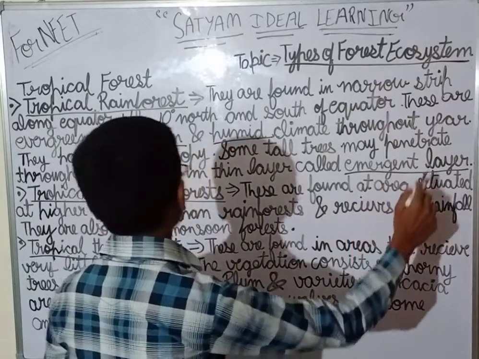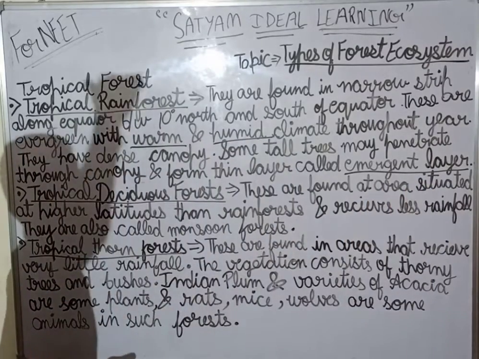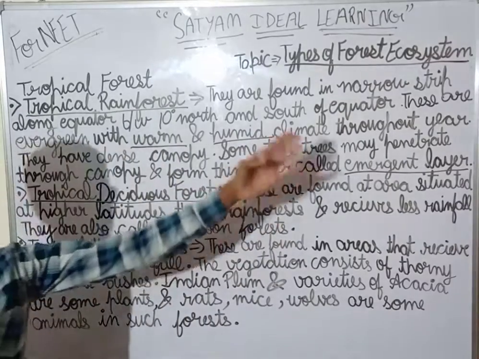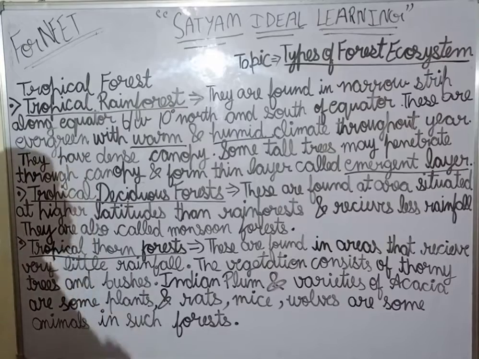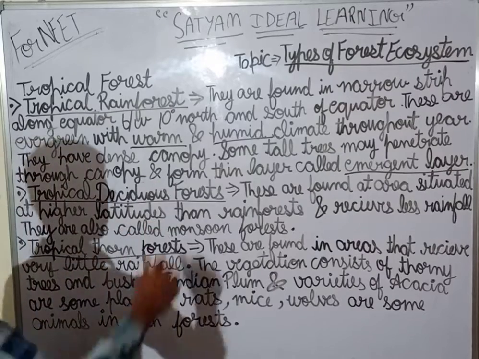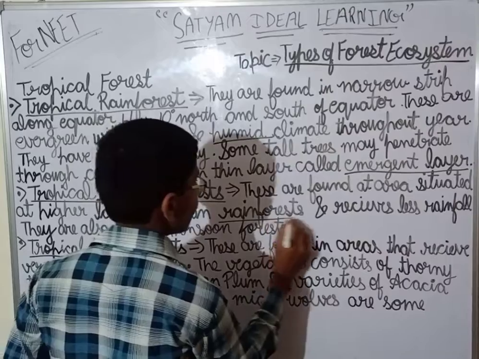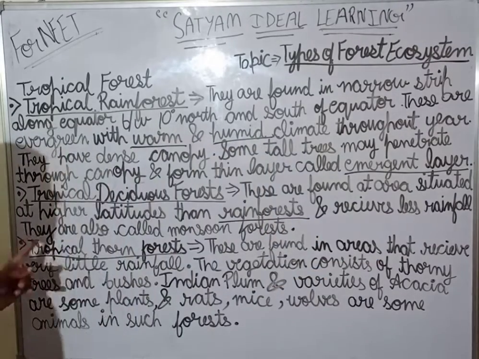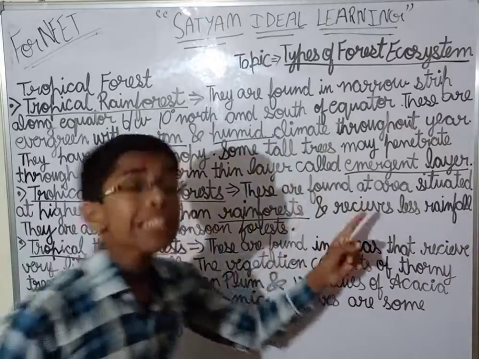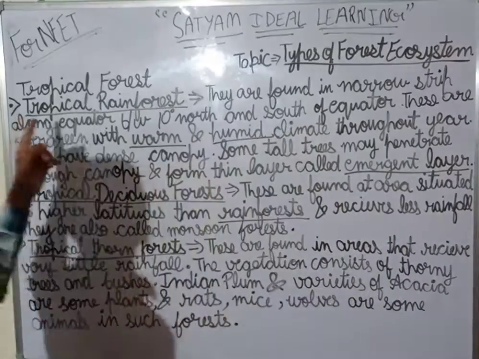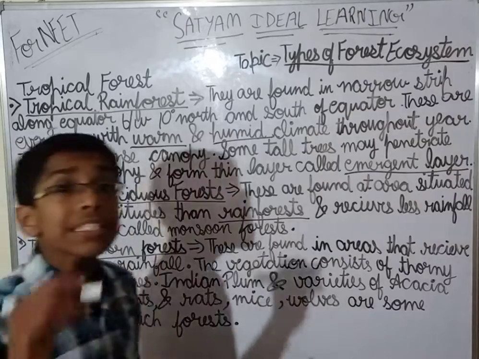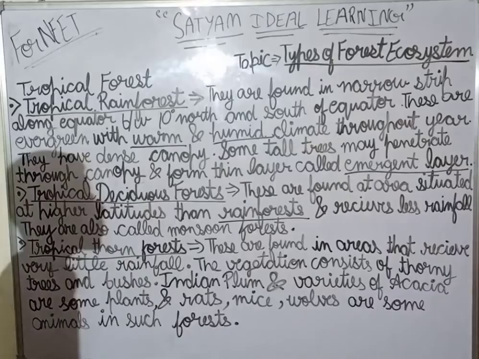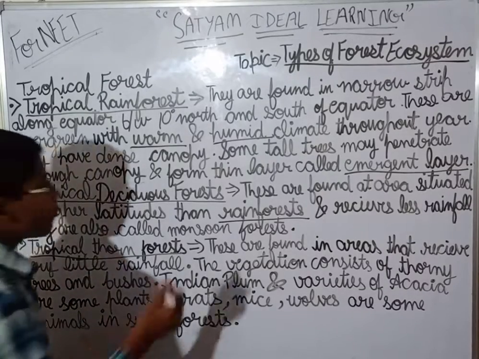These are found in areas situated at higher latitudes than the rainforest, and they receive less rainfall than the rainforest, but there is a season in which they receive heavy rainfall, and that is why they are known as monsoon forests.